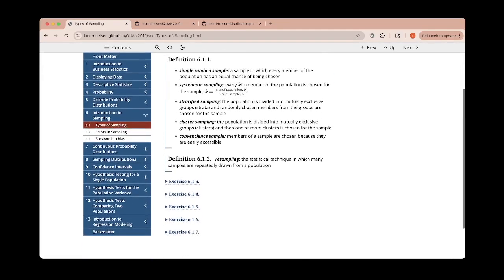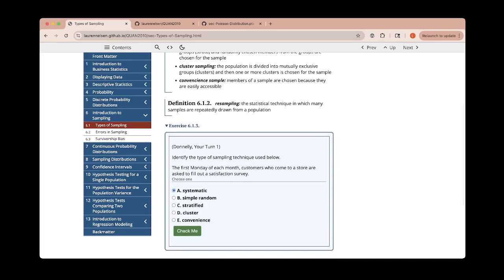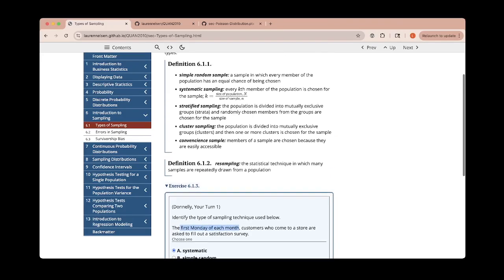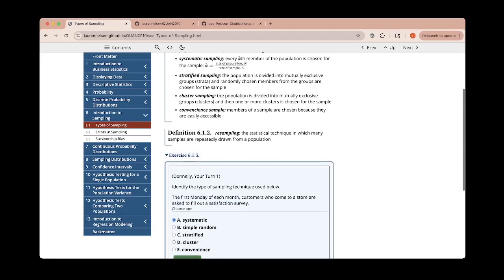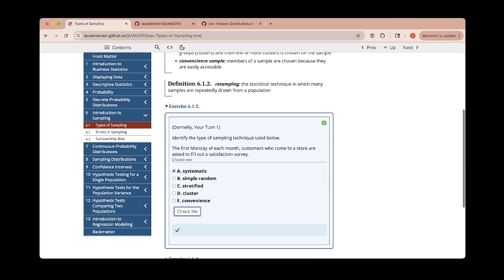So let's practice figuring out what different types of sampling techniques are being used in these examples. So here it says the first Monday of each month, customers who come to a store are asked to fill out a satisfaction survey. So the first Monday of each month, to me, this sounds systematic. It sounds like I'm choosing some interval to look at. It might not be exactly broken up into a certain number of days, but to me this sounds systematic. I'm systematically choosing on Mondays, on that spread out period of time, just on Mondays.